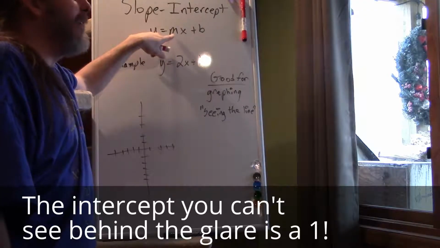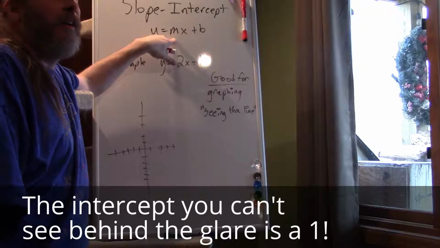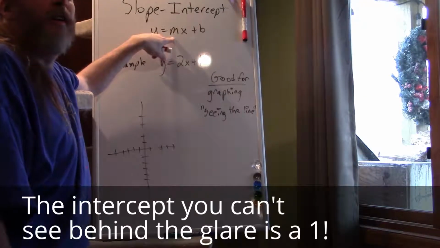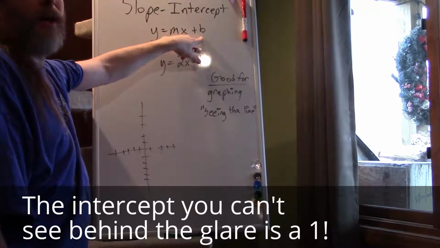Now, as you might remember, that m means the slope. And remember, slope is rise over run. So if we have a 2 there, it's 2 over 1, because we always put everything over 1. So our slope would be rise 2 over 1. And then the b is going to be our y-intercept.